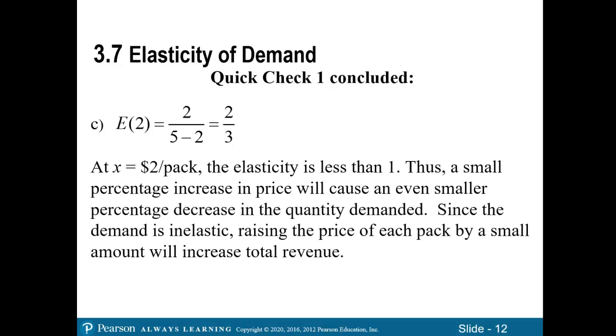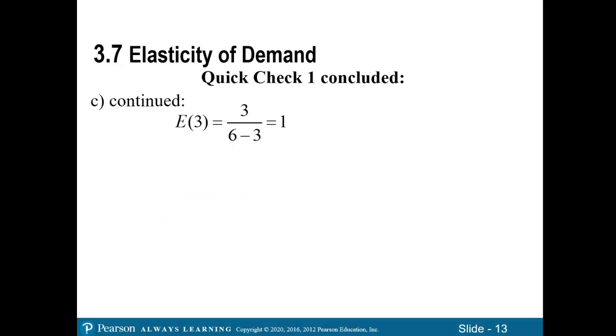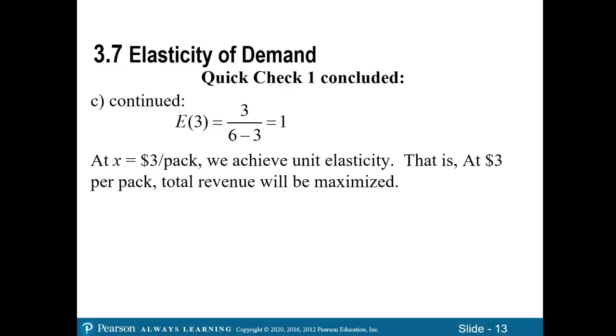So at $2 a pack, the value of elasticity is less than 1. Therefore, a small percentage increase in price will cause an even smaller percentage decrease in quantity demanded. Therefore, it is inelastic when it's less than 1. So raising the price of each pack by a small amount will increase your revenue. When you plug 3 in to your elasticity function, you get 1. So that means at $3 a pack, you achieve unit elasticity, meaning at $3 a pack, you maximize total revenue.